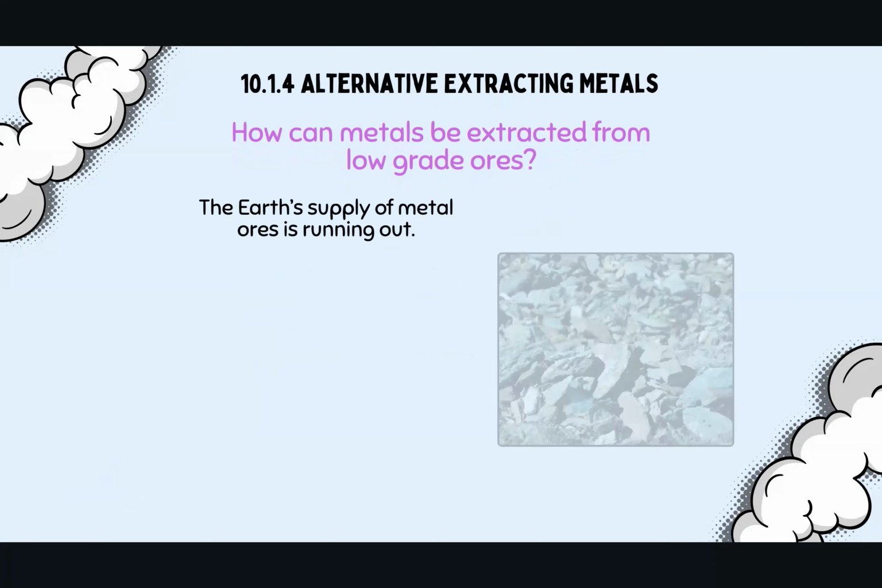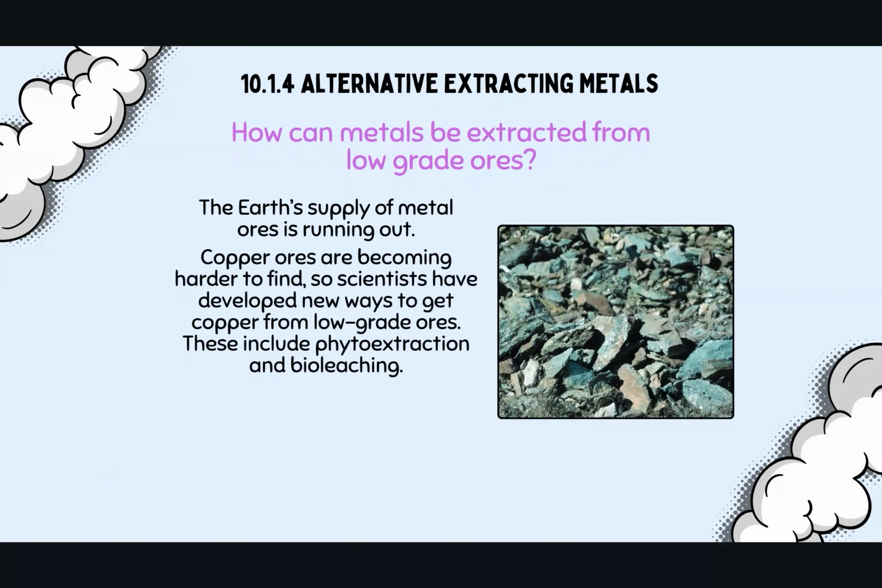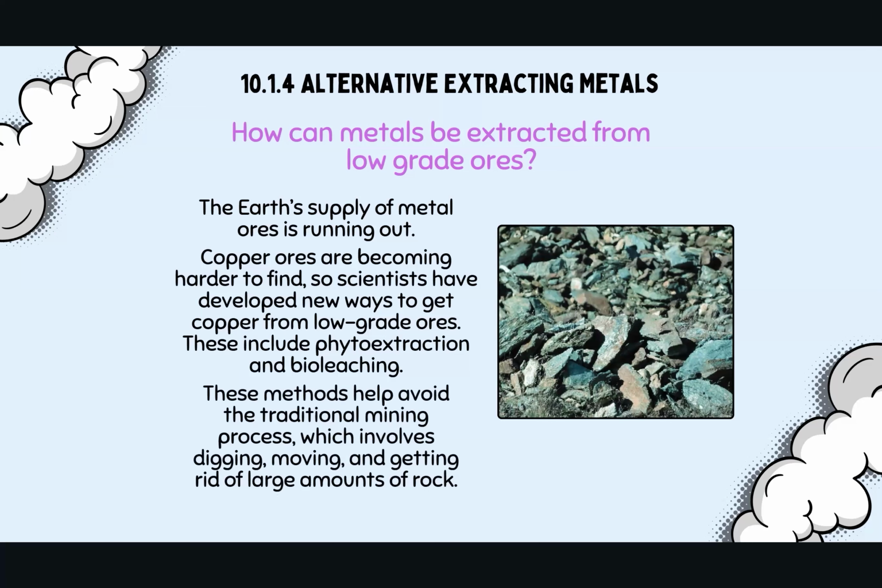Because the Earth's supply of metal ore is running out, copper ores are becoming hard to find. So scientists have developed new ways to get copper from low grade ores. That's phytoextraction and bioleaching. They're two of the ways. These methods avoid the need for mining, so they avoid ruining the landscape.